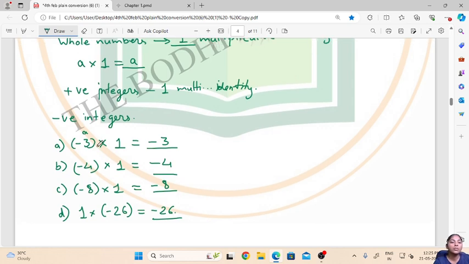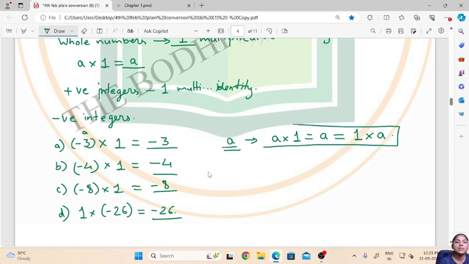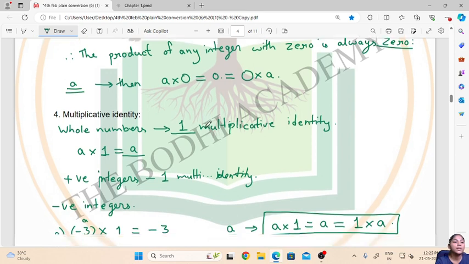So from all these examples we see that 1 is the multiplicative identity for all integers, positive as well as negative, since for any integer a, a multiplied by 1 is equal to a, which is also equal to 1 multiplied by a. So this is our fourth property.